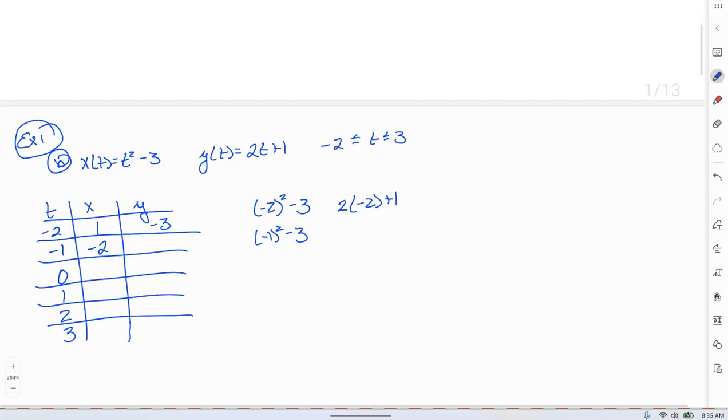When I plug in to find y, it's going to be 2 times -1 plus 1. So that's -2 plus 1, which is going to be a -1. When I plug 0 in, I'm going to get -3 and 1. When I plug 1 in, I'm going to have 1 squared minus 3, which is -2. And then for y, we're going to have 2 times 1 plus 1, which is 3.